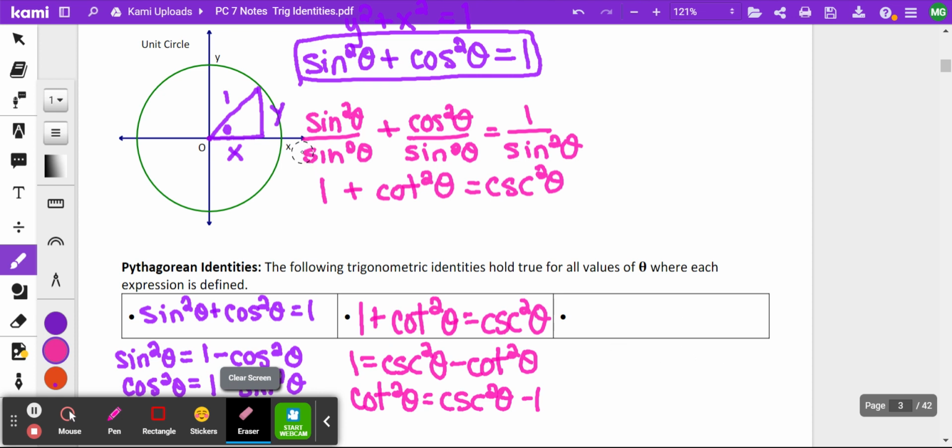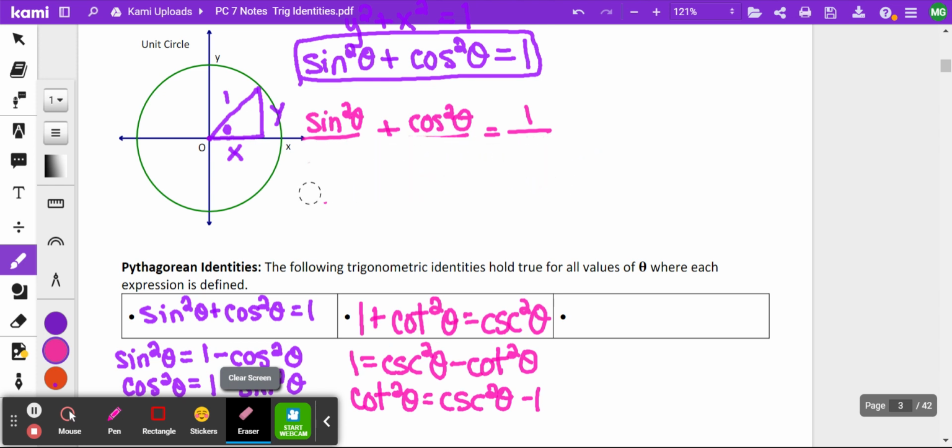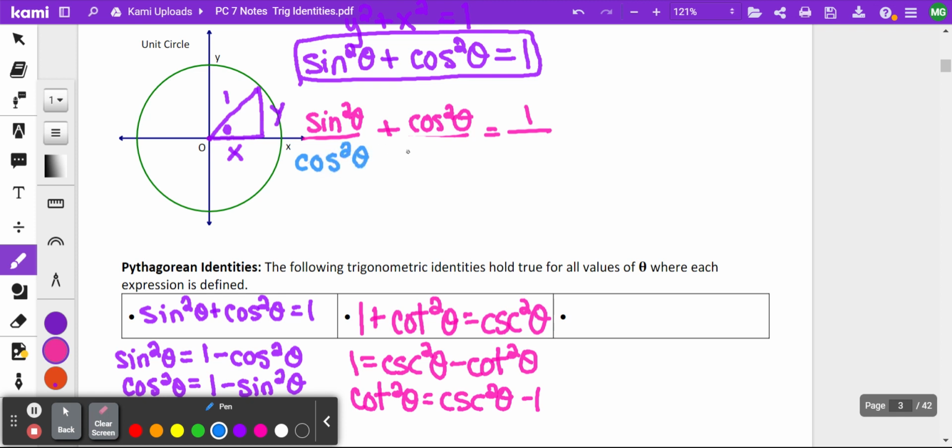And I'm going to go back up to here. You probably have more room than I do. I'm going to go back to this. And I'm going to take our original trig identity, our Pythagorean identity, and now instead of dividing by sine squared of theta, we're going to divide by cosine squared of theta. So let's see what happens. We're dividing by cosine squared of theta to the entire equation.